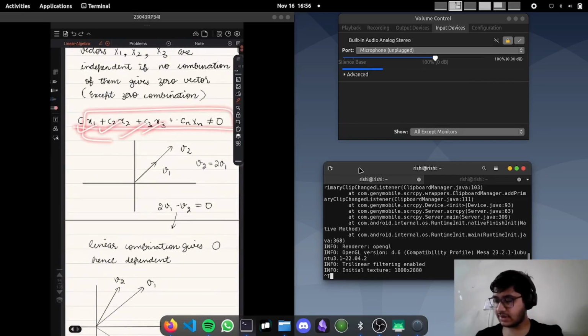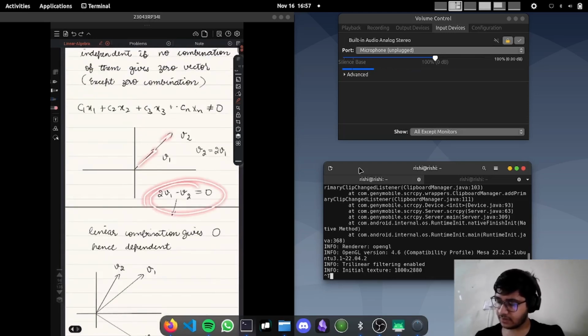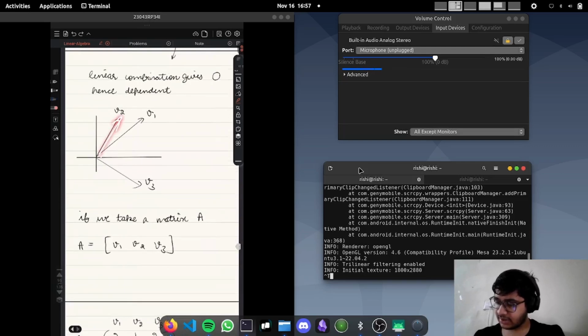So if a combination of any number of vectors does not give 0, then all the vectors are independent from each other. This will never work for independence, but a linear combination giving 0 means hence dependent. We know that. So if these are two vectors, with this linear combination, this will be dependent. These 3 vectors, linear combinations.